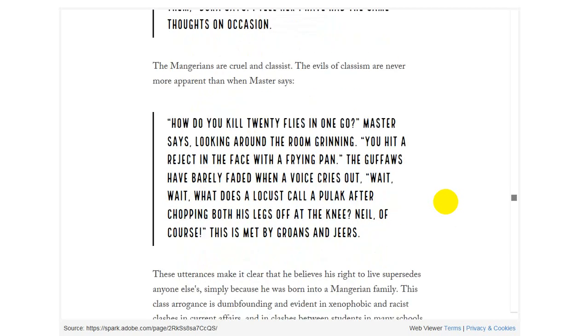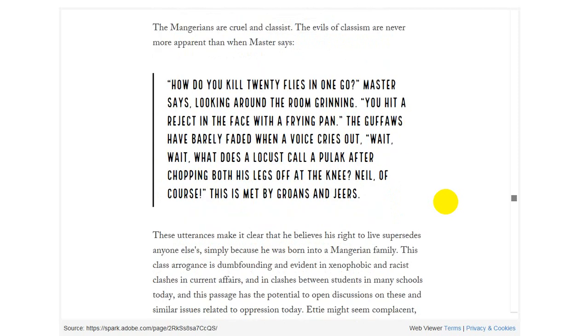Mangerians are cruel and classist, especially Master, who says, "How do you kill 20 flies in one go at a dinner party? You hit a reject in the face with a frying pan." And everyone laughs, and then he tries another one. "What does a locust call a pullock after chopping both legs off at the knees? Kneel, of course." And of course there are groans and jeers.